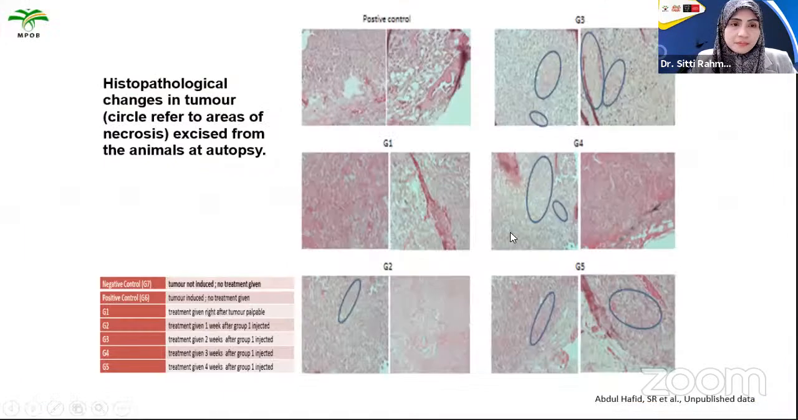6. So this is the histopathological changes in the tumor. We can see the necrosis. Necrosis actually is cell death, but unfortunately, I think it's not really clear to show you here. But we can see that there is necrosis in this group.